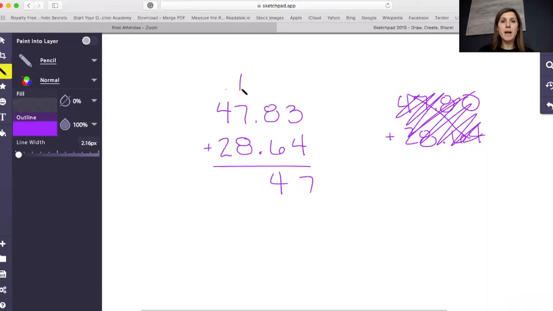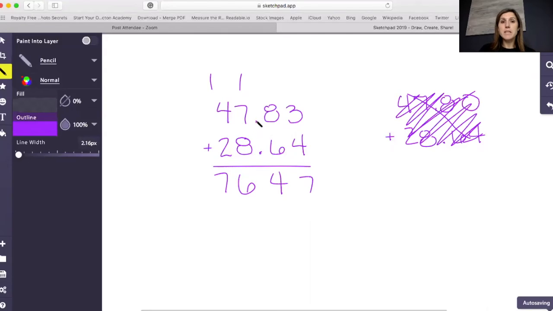Now I can continue adding. 1 plus 7 equals 8. 8 plus 8 equals 16. So I'll put my 6 here, and I'll carry the 1 because 10 ones is the same as 1 ten. 1 plus 4 equals 5, plus 2 equals 7.